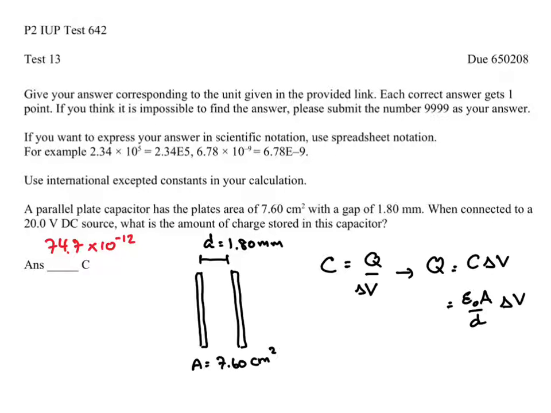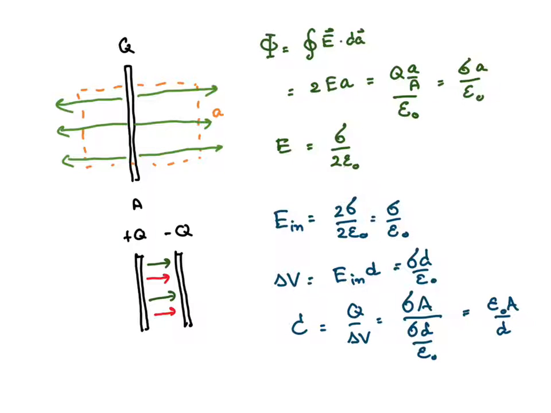And for the parallel plate capacitor, if you can remember, the capacitance is epsilon 0 A over D, where A is the area of the plate and D is the distance of the gap between the plates. But if you cannot remember this formula, it is very easy to derive. So we will briefly derive the capacitance of the parallel plate capacitor.